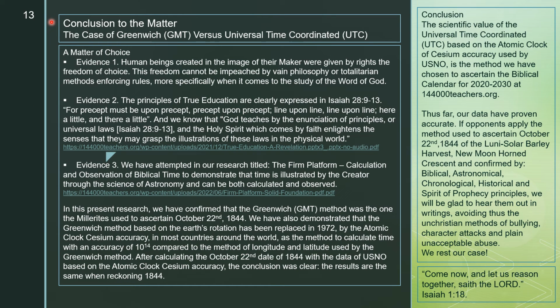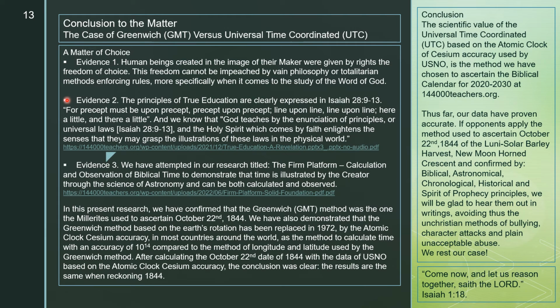Conclusion to the matter in the case of Greenwich GMT versus Universal Time Coordinated UTC. A matter of choice. Evidence number 1. Human beings created in the image of their Maker were given by right the freedom of choice. This freedom cannot be impeached by vain philosophy or totalitarian methods enforcing rules, more specifically when it comes to the study of the Word of God.